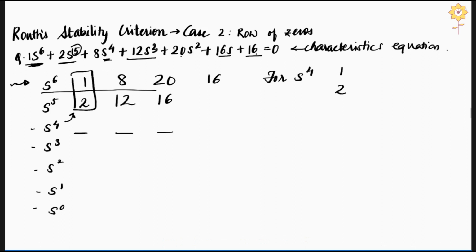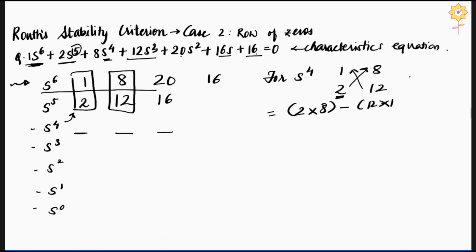For this location, the other two values will be 8 and 12. We will cross multiply starting with this value, always keep in mind. So it is going to be 2 into 8 minus 12 into 1 divided by this value, that is 2. After calculating, you will get 2 as the answer. You will write this value 2 over here.